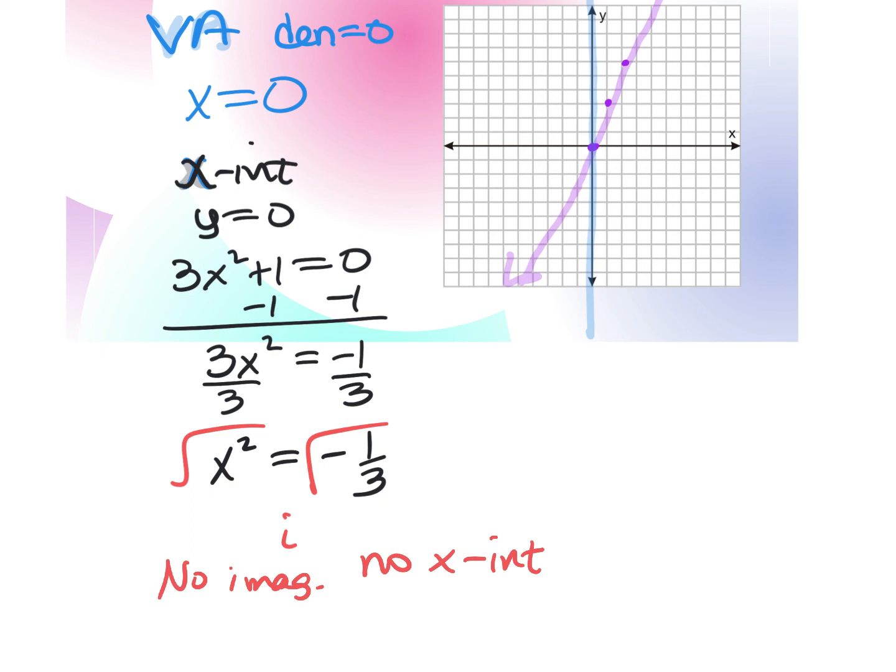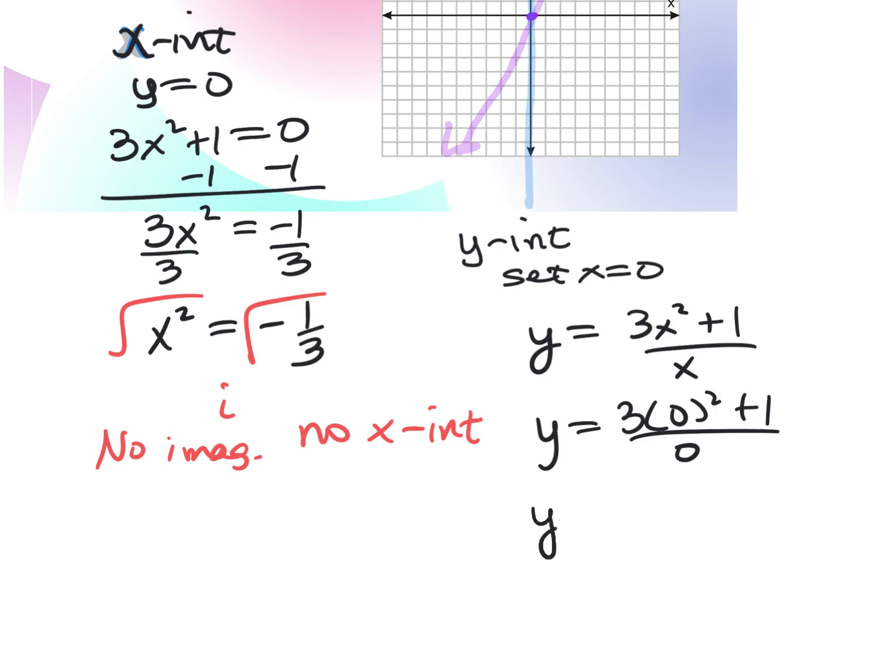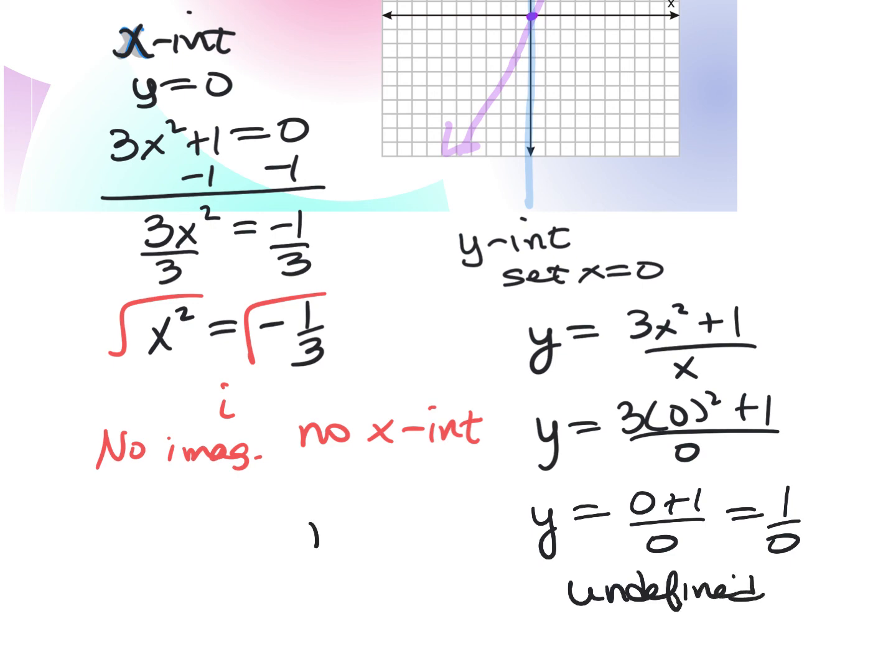For the y-intercept, remember you're going to set x equal to 0. So y equals 3x squared plus 1 over x. y equals 3 times 0 squared plus 1 over 0. I get 0 plus 1 over 0. 1 over 0. I can't have a 0 on the bottom. This is undefined. So no y-intercepts either.